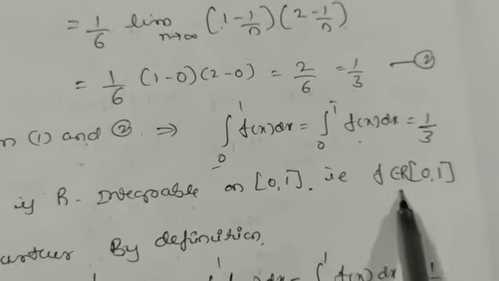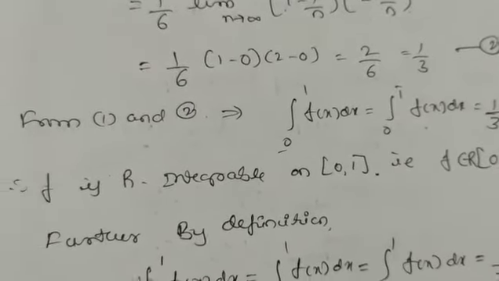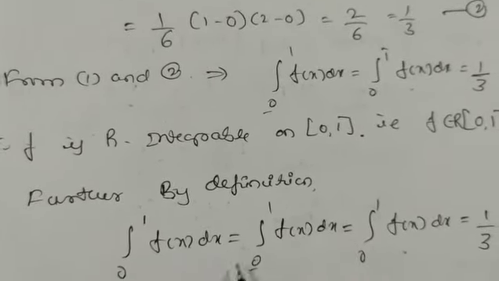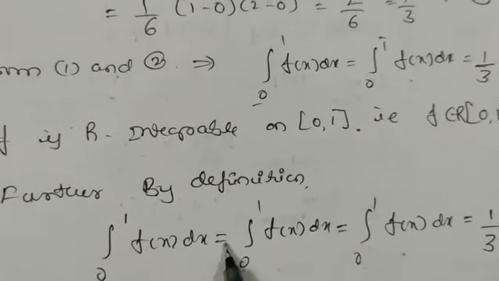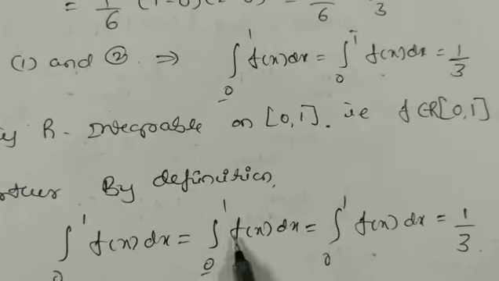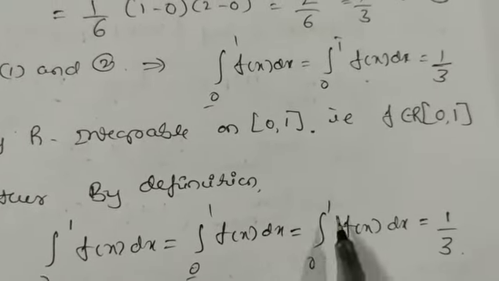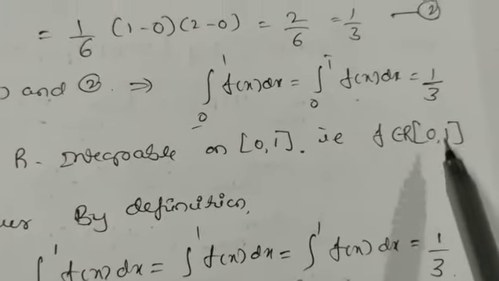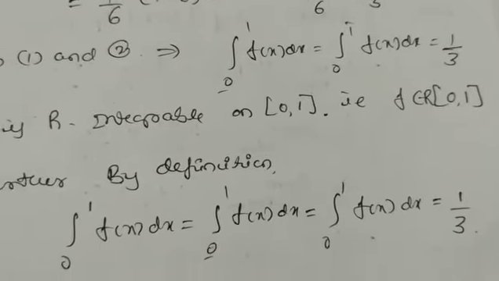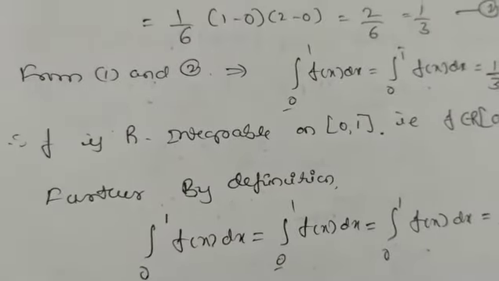So this implies f belongs to R of 0 comma 1, and therefore from the definition, the integral from 0 to 1 of f of x equals the lower Riemann integral of f of x dx, which equals the upper Riemann integral of f of x dx, and it equals, as we got here, 1 by 3. So this is the result.